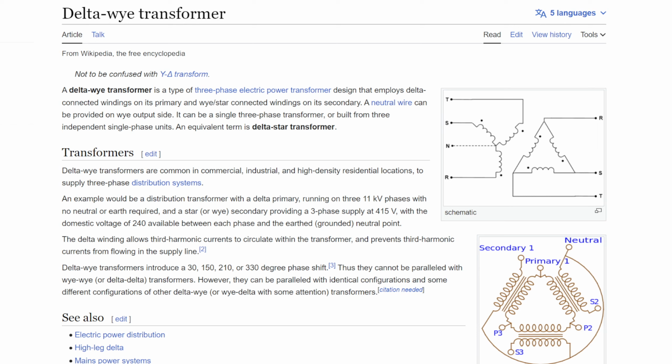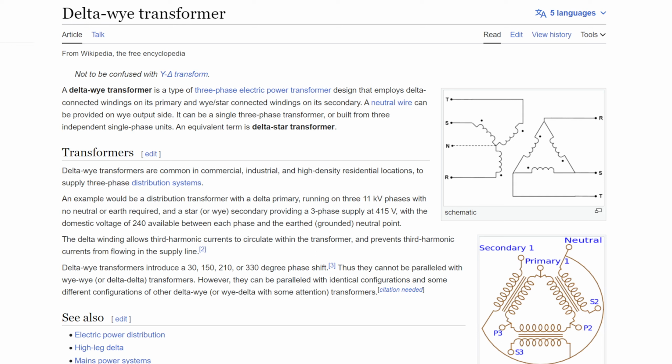Okay, a quick bonus, just a little read on Delta Y transformers. What you see in front of you is all the information. It's all on one page. Delta Y transformer, not to be confused with Y delta transformer. A Delta Y transformer is a type of three-phase electric power transformer design that employs delta connected windings on its primary and Y or star connected windings on its secondary. A neutral wire can be provided on the Y output side. It can be a single three-phase transformer or built from three independent single-phase units. An equivalent term is delta star transformer.